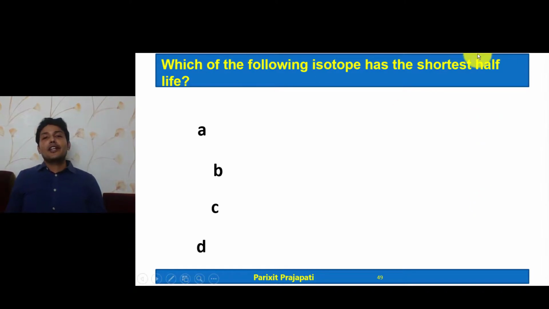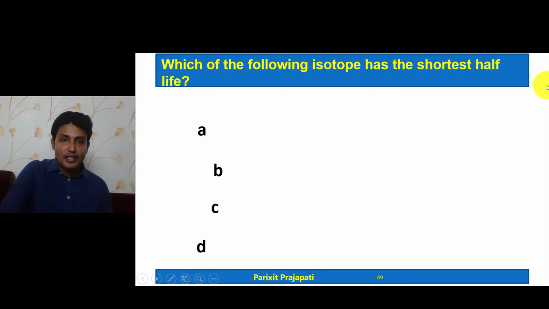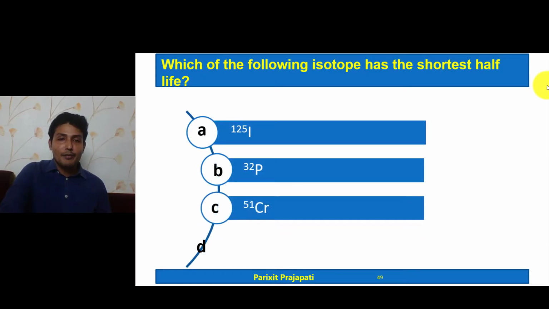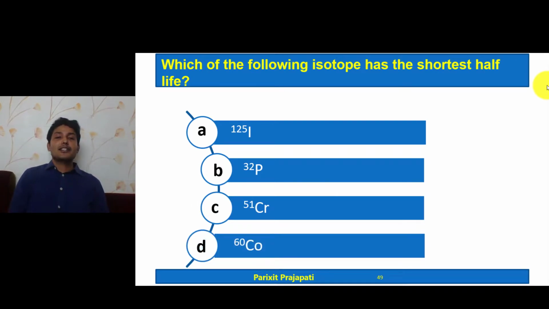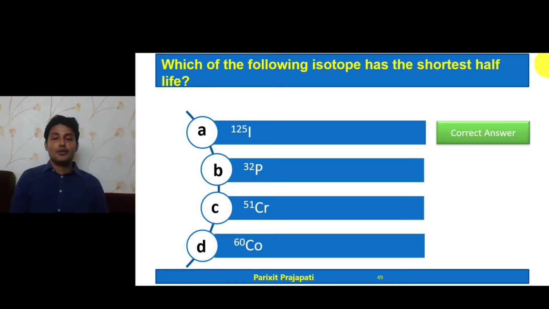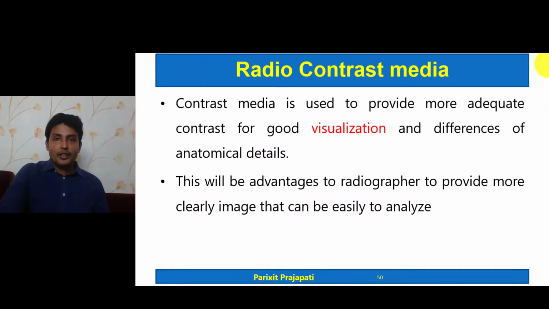Next question. Which of the following isotopes has the shortest half-life? Shortest half-life from I-125, P32, chromium-51 and cobalt-60. So I-125 has a half-life of only 13 hours. So the correct answer is I-125.